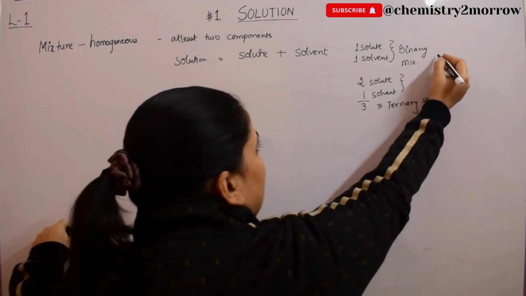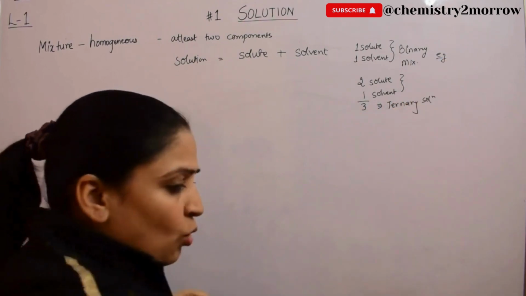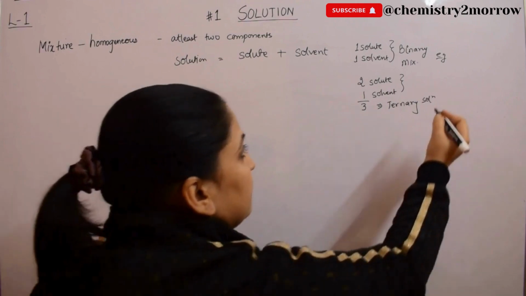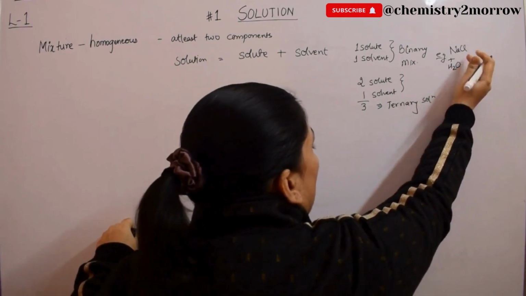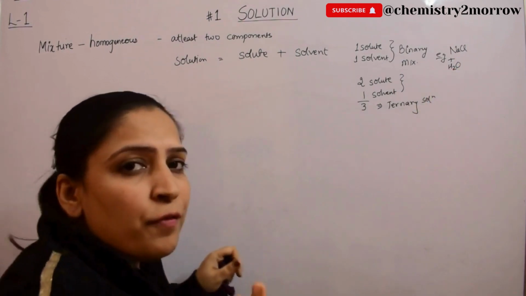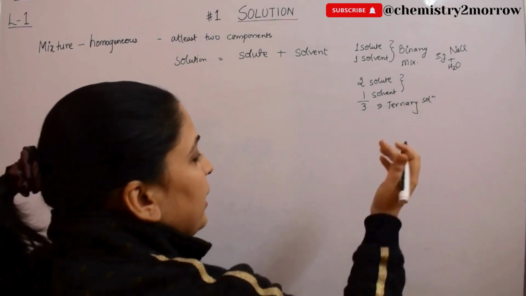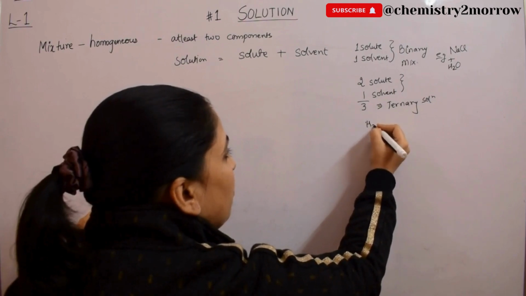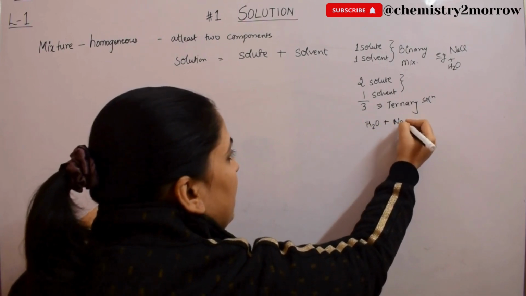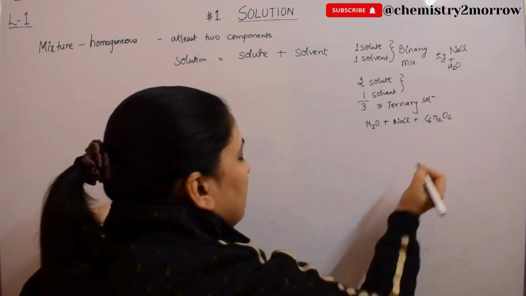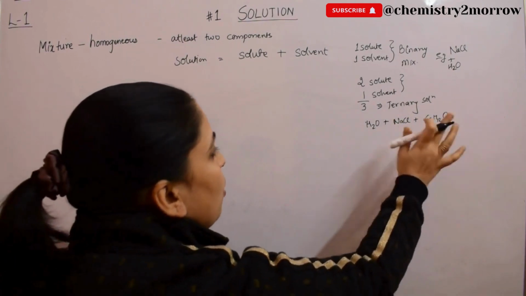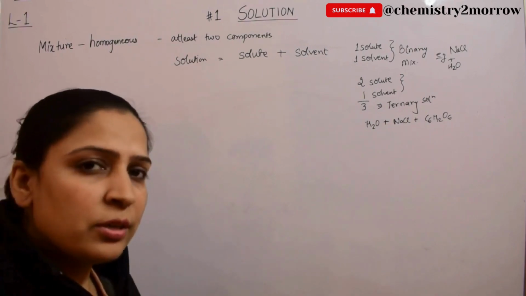For example, if I am dissolving NaCl in water, so two components, it is a binary mixture of sodium chloride and water. And suppose I am mixing water, NaCl and some glucose, then since there are three components, it is a ternary solution or ternary mixture.